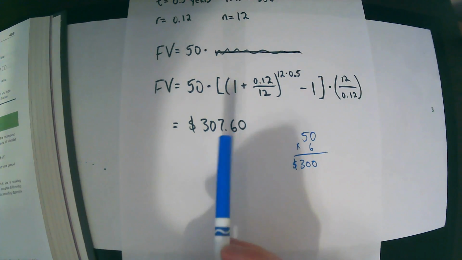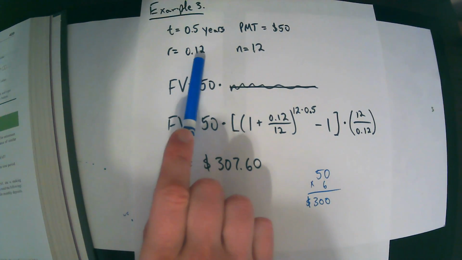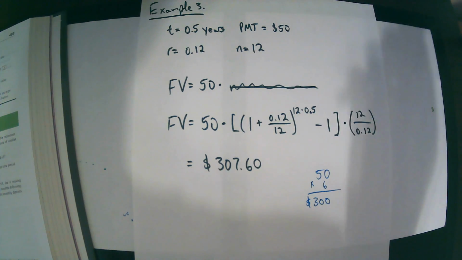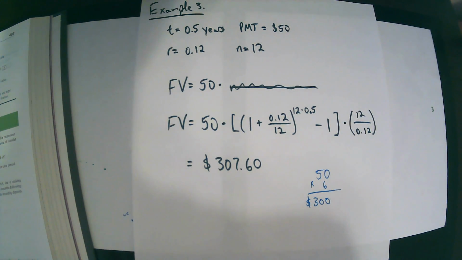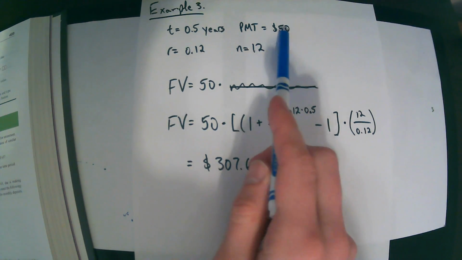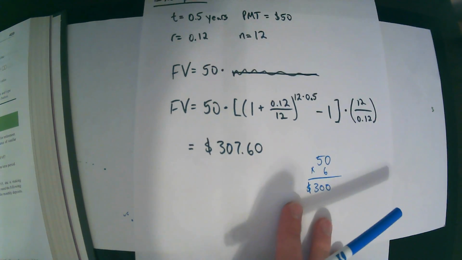And the reason it's such a small amount of interest, despite having a pretty big interest rate, is, well, first of all, this is only measured over half a year, when the other problems we were doing were measured over like 10 and 18 years. But also the payments are fairly small, relatively. Okay, let's do example 4.